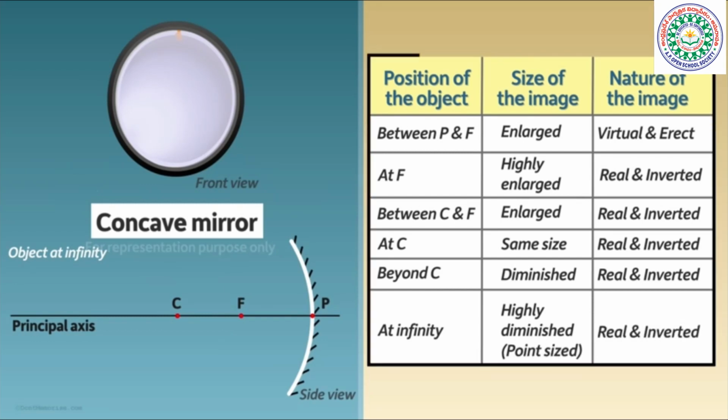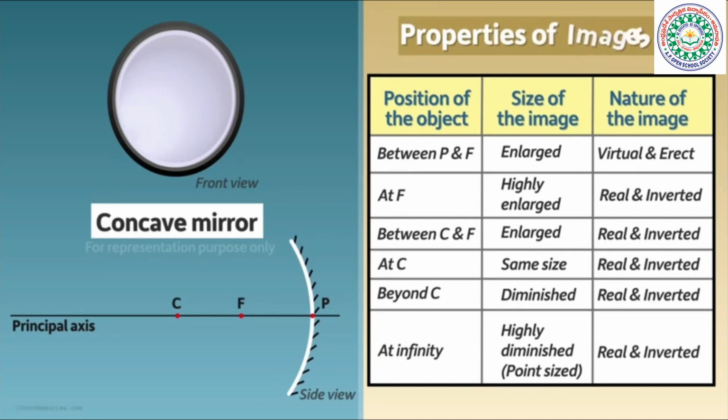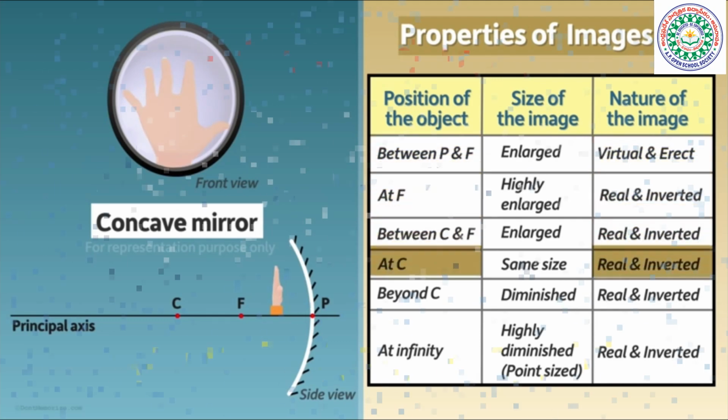Take a moment and go through the properties of images again. From this table, you can see that the image is virtual only when the object is kept between the focal point and the pole. Otherwise, the image formed is always a real image.